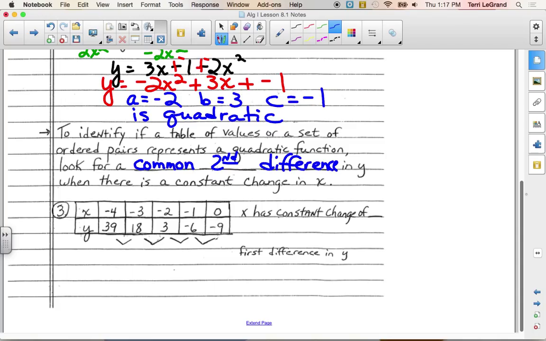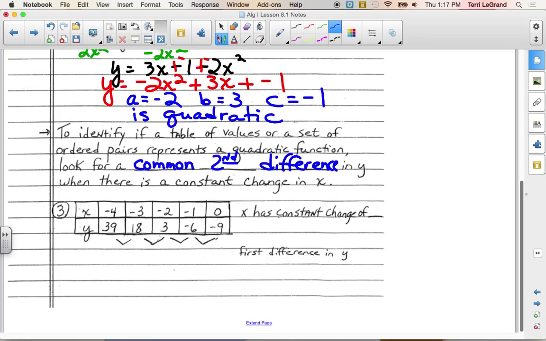Okay, let's recall again. What made a function linear from a table of values? If they had the same pattern all across the table. If it has a constant change in x and a constant change in y, called a common difference. If there's a common first difference, it's linear.